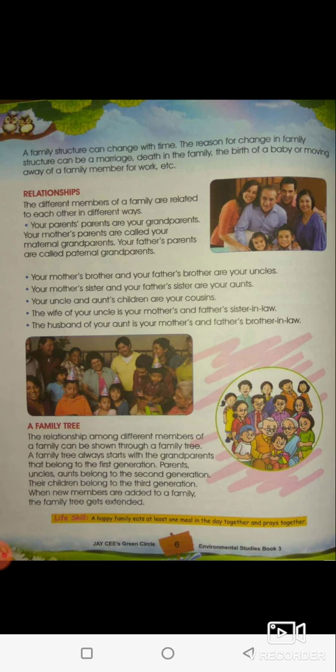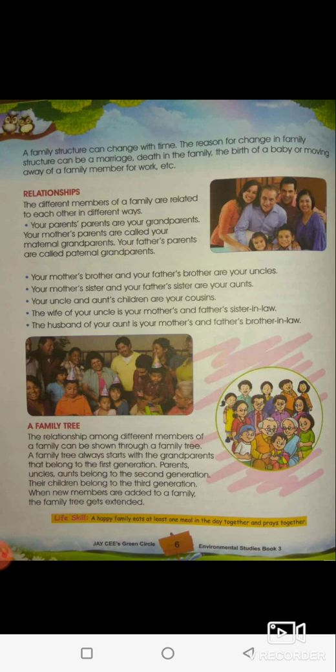Why? The reasons for change in family structure can be a marriage, a death. When somebody, your aunt or somebody gets married, she goes to another family and one member gets reduced in your family. Death, when anyone dies in a family, then one member is reduced. So there is a change in the structure of a family.